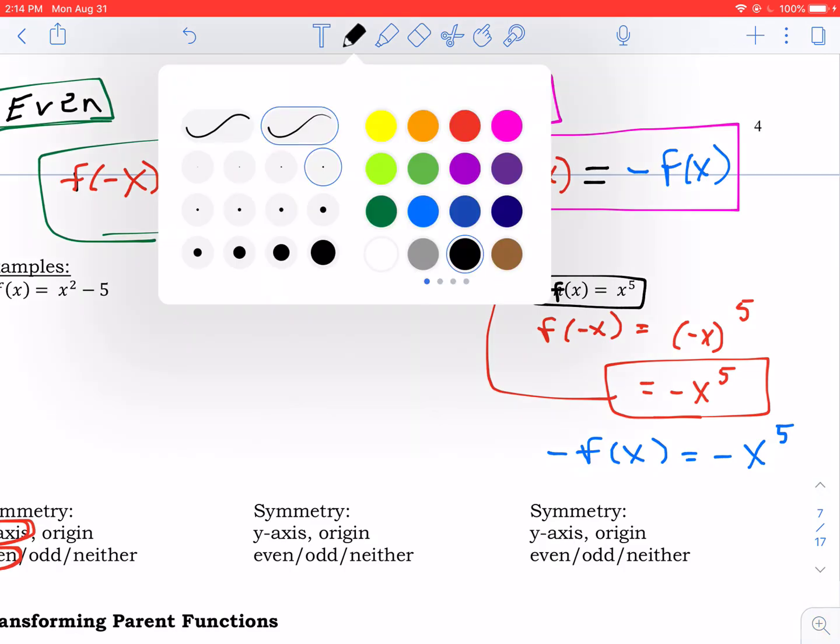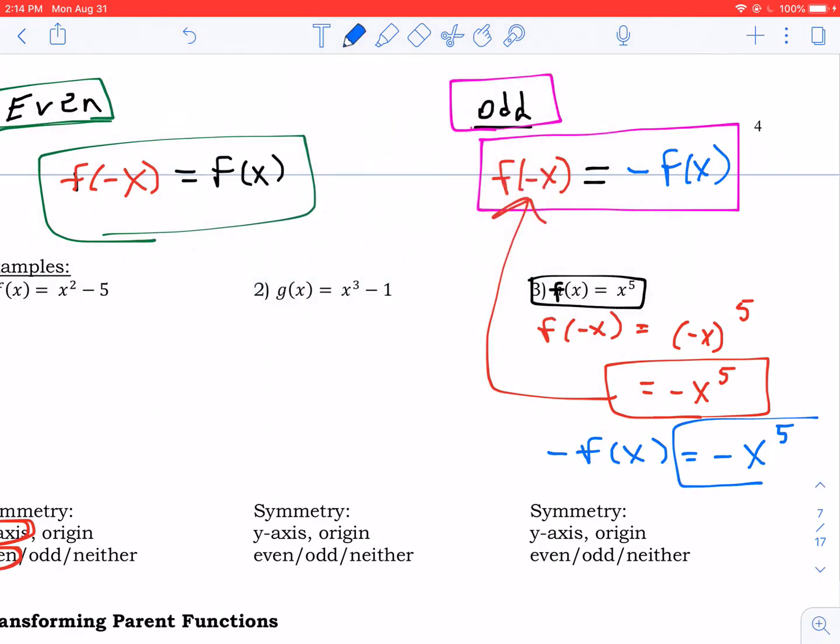Okay, so now we can say, is f of negative x, the thing in red, equal to negative f of x, the thing in blue? And the answer is yes. They're both negative x to the fifth, so that satisfies the odd property, which means it has origin symmetry.